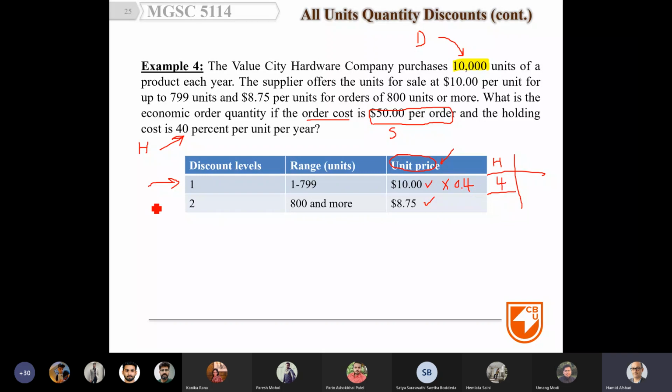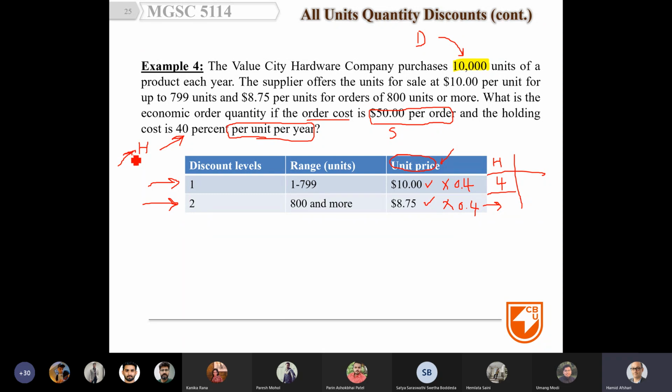How much is the holding cost for the second discount level? This should also be multiplied by 0.40. Whatever the number is, it will be the holding cost for the second discount level. Everybody understand? As you can see, holding cost will not be a fixed number when we have an all-unit discount system. It will be variable to unit price. Because unit price is changing, holding cost will also change.